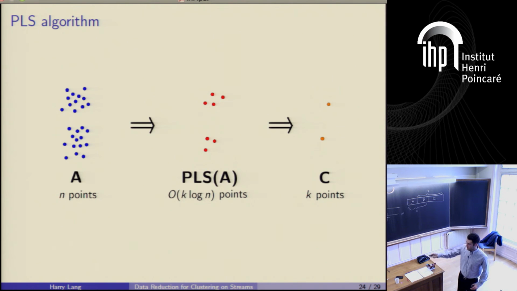So just a visual for how it works. We start with the endpoints. We run this PLS algorithm. The algorithm is this arrow here. It gives you k log squared endpoints. And then you run an offline approximation, and you can get k points, a constant number of points.